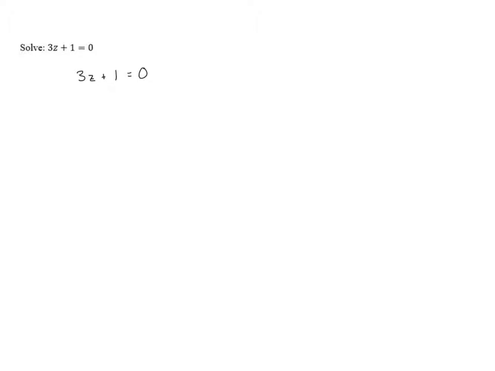So instead, we want to get rid of that 1, and we do that by subtracting 1 on both sides, because subtracting 1 is the opposite of adding 1. When we do that, we're left with the 3z on the left. On the right, 0 minus 1 is negative 1. And now to get z alone, we can divide both sides by 3.